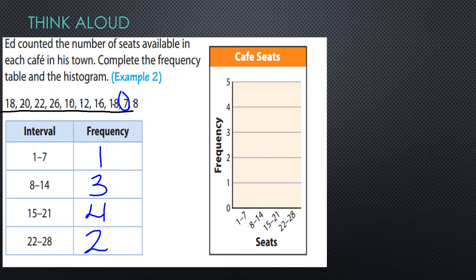If we look here, 1 through 7 only happened once. 8 through 14 was 3 times, so we're going to go up to 3. 15 through 21 was 4 times. And 22 through 28 was only twice. And that's how you make a histogram.